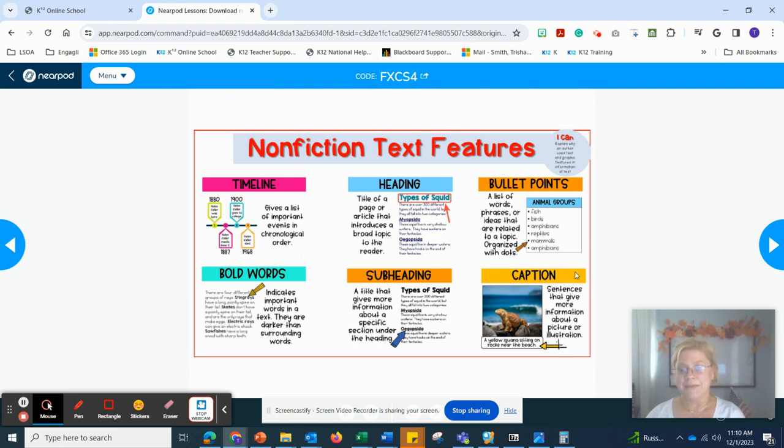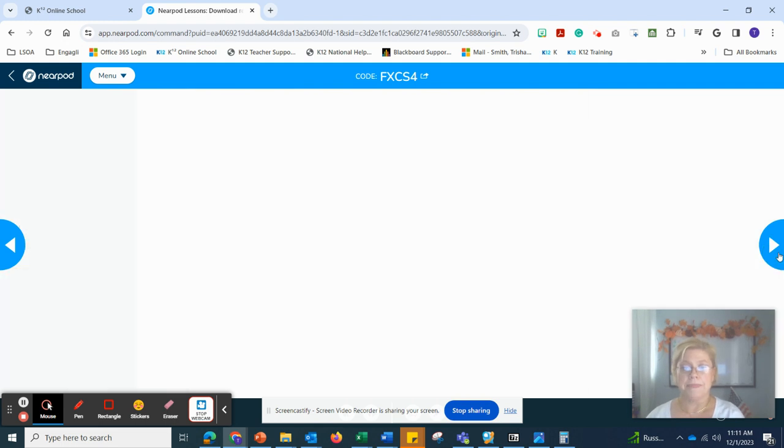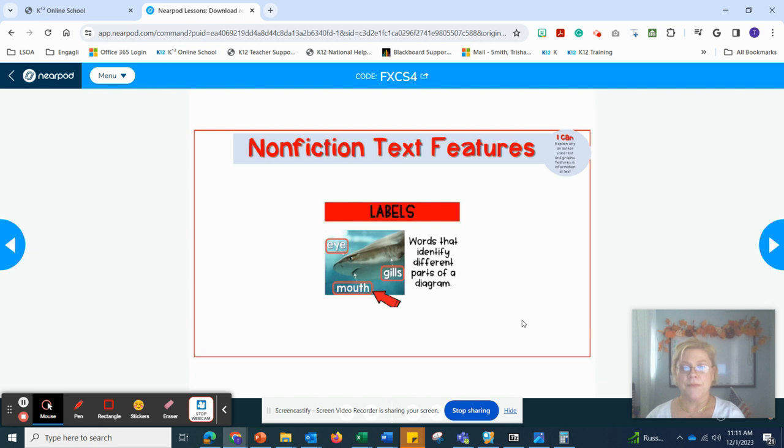And then the last one on this page is captions. So underneath a picture, a sentence that gives more information about a picture and an illustration. So you have your picture, and then underneath it, there's a sentence that explains what that picture is about. A yellow iguana sitting on a rock near the beach. And finally, we have labels, words that identify different parts of a diagram.